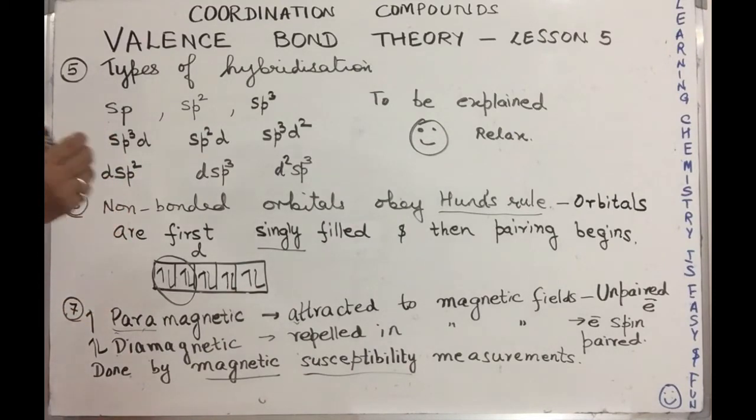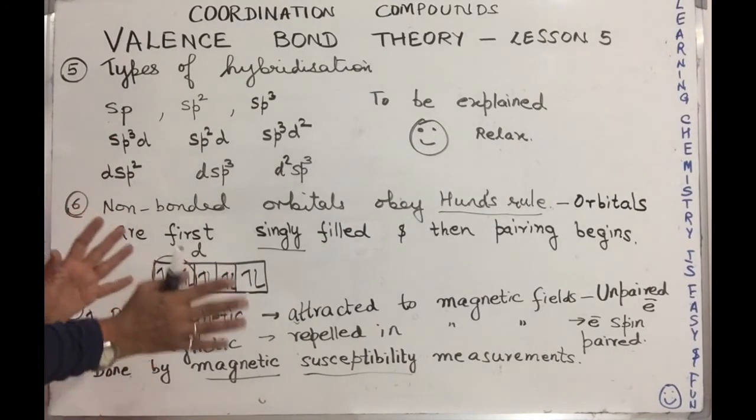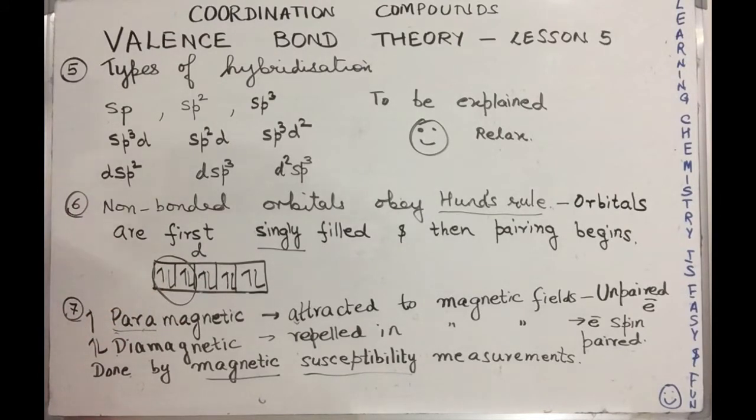We are not doing the technical definition. Magnetic susceptibility is ability to be magnetized. The extent to which the compound can be magnetized in a given magnetic field is magnetic susceptibility measurements.